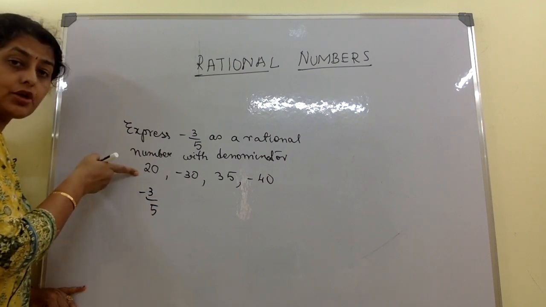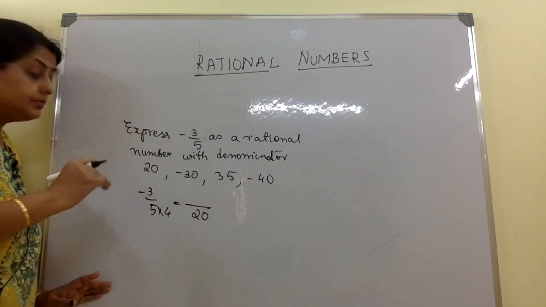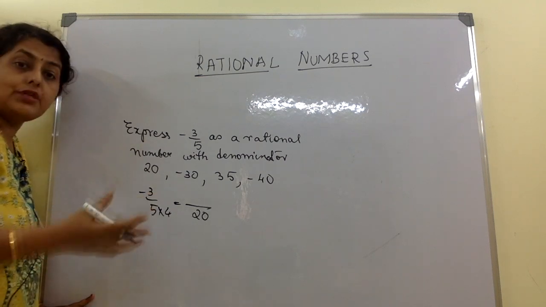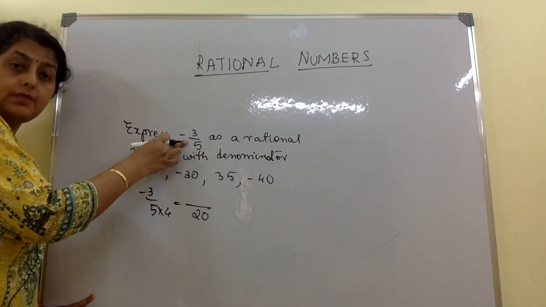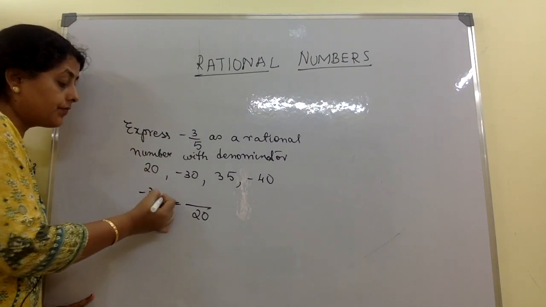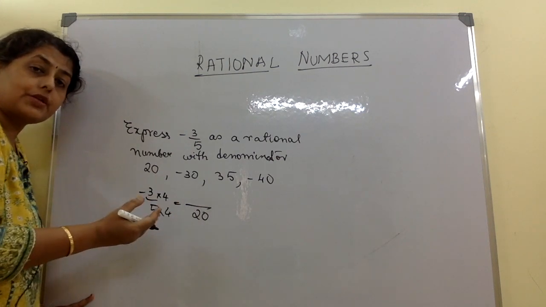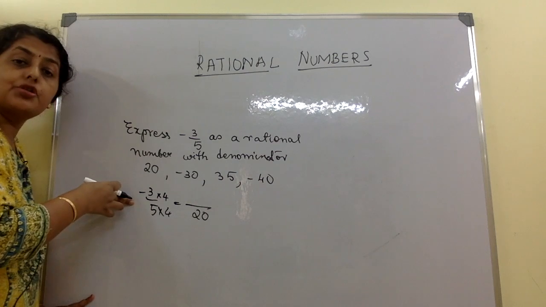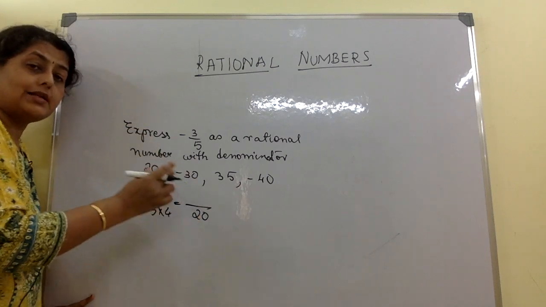-3/5, and we have to make the denominator 20. So if we multiply with a 4 here, we'll get a 20. But that changes the fraction to -3/20, which is not our sum. Our sum is -3/5. Both are different numbers. So we can't do it. What we have to do is multiply with a 4 here also. Now we are getting an equivalent fraction. Equivalent fraction simply means that if we start reducing, we can come back to the original fraction. Equivalent fractions always have the same value as the original fraction.